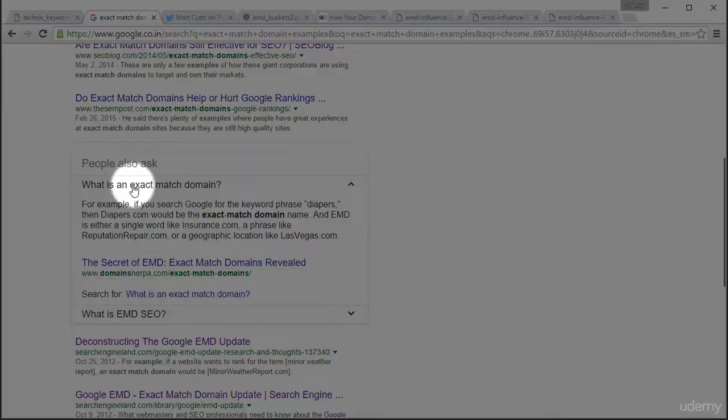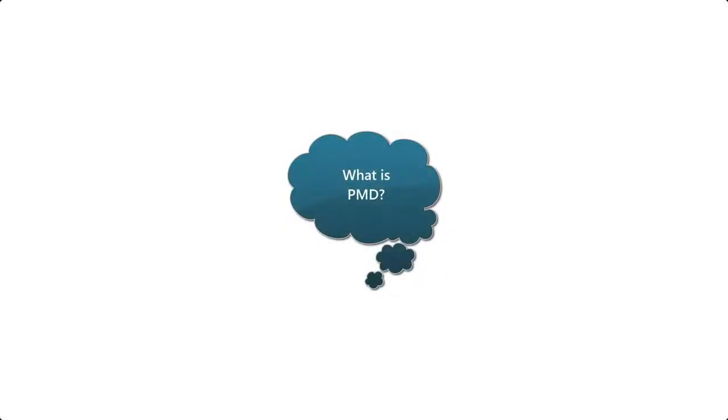EMD is exact match domain. For example, if you search in Google for the term diapers, then diapers.com would be the exact match domain. EMD can be a single word like insurance.com or a phrase such as reputationrepair.com. So what is PMD then?